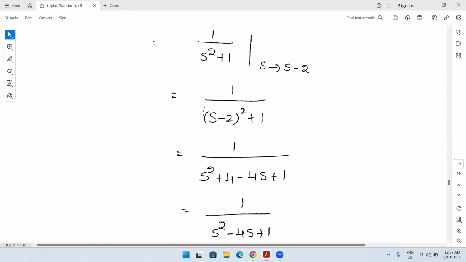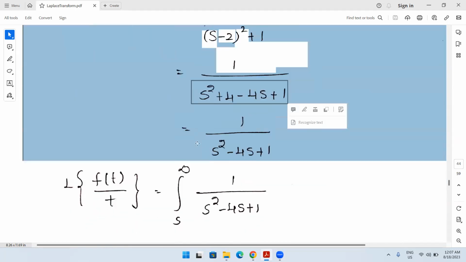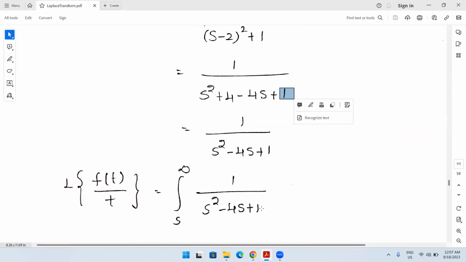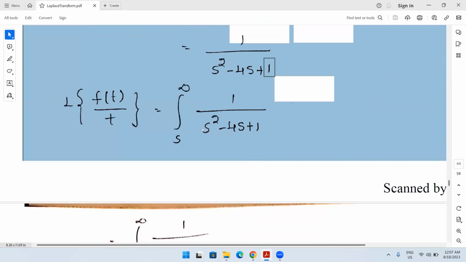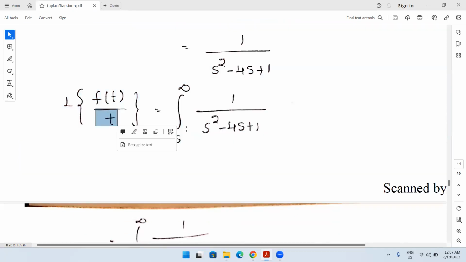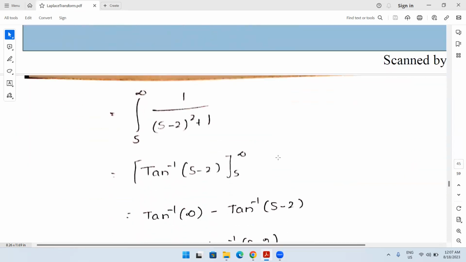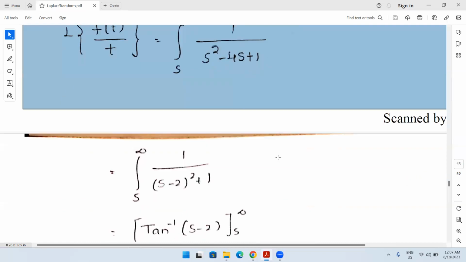What is s minus 2 whole square? S square minus 4s plus 4. So s square minus 4s plus 4, and plus 1 is actually here 5. Okay, 5. And next, division by t, we get integral s to infinity 1 by s square minus 4s plus 5 ds. Here it is actually plus 5.